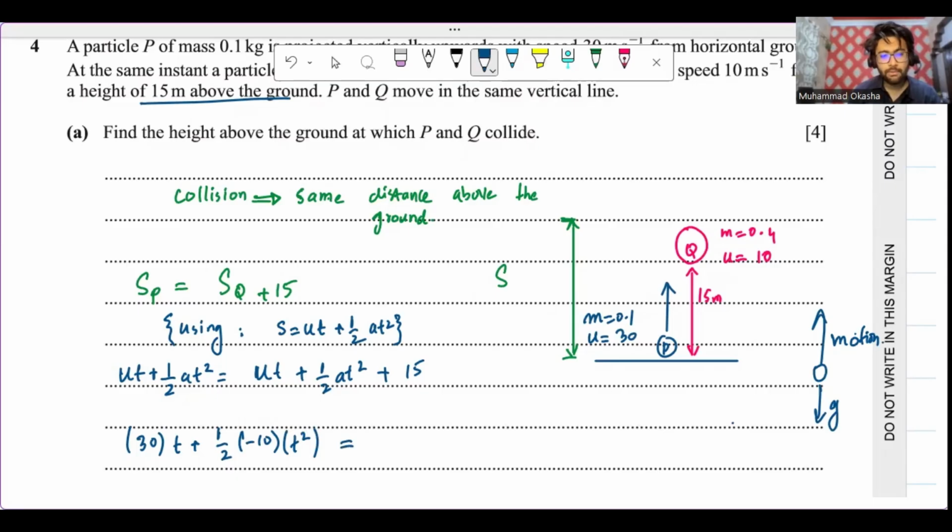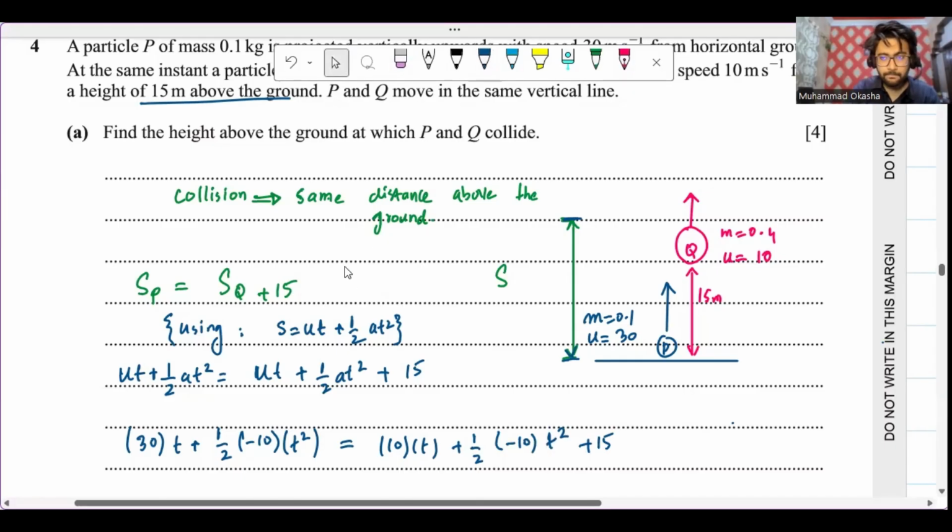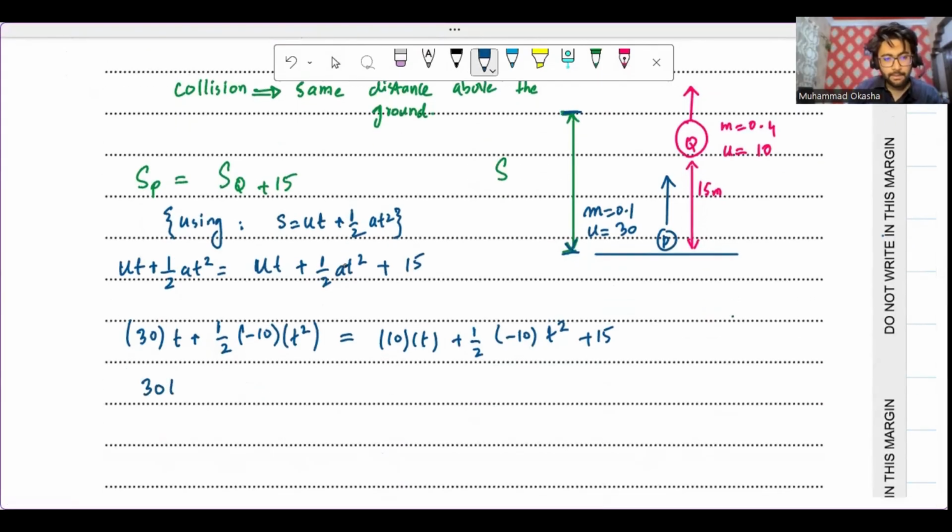t squared equals, now let's talk about particle Q. Particle Q is also moving upwards with an initial speed of 10, t plus a half. Again, particle Q is also moving upwards, so the acceleration is also going to be negative 10, t squared plus 15. Okay, now this is 30t plus negative 10 divided by 2, which is negative 5t squared, equals 10t minus 5t squared plus 15.